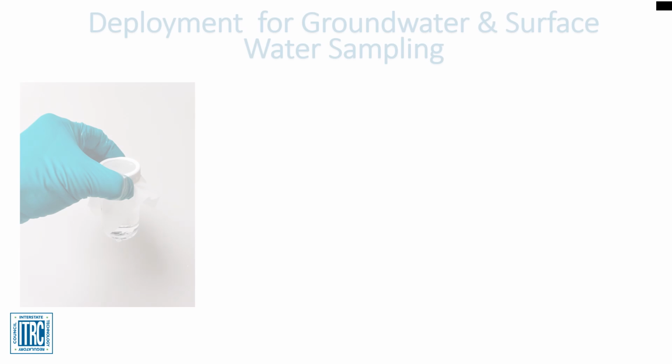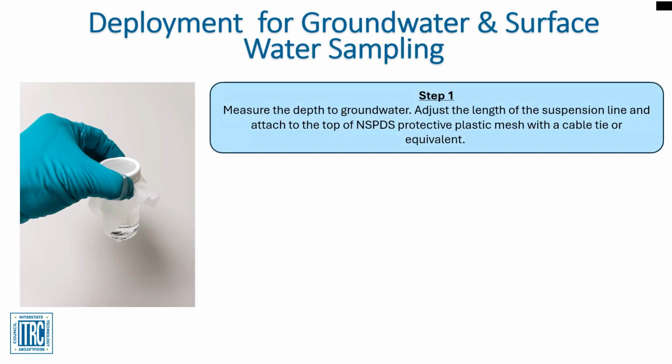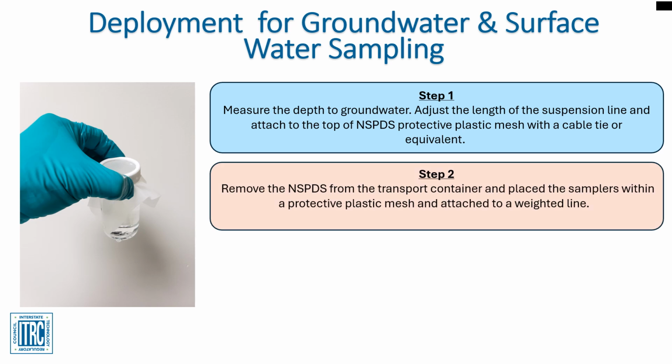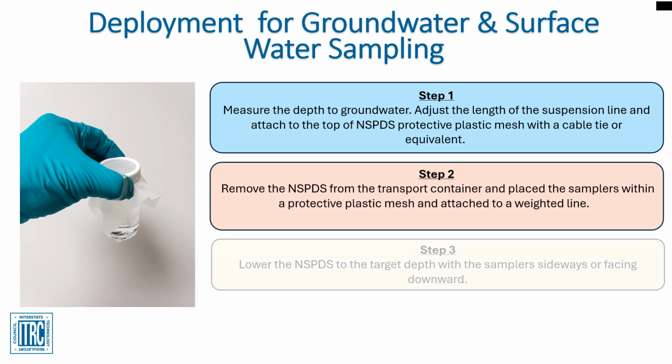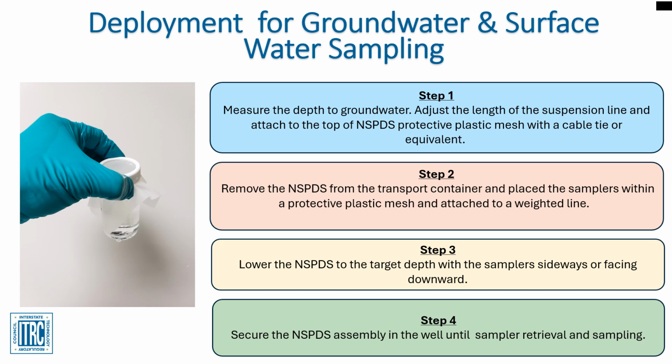For deployment into water, follow the following steps. Measure the depth to groundwater, then based on the well screen interval and the targeted sampling depth, adjust the length of the suspension line. Attach to the top of the protective plastic mesh with a cable tie or equivalent. A weight can be inside the plastic mesh or attached and secured outside of the plastic mesh.